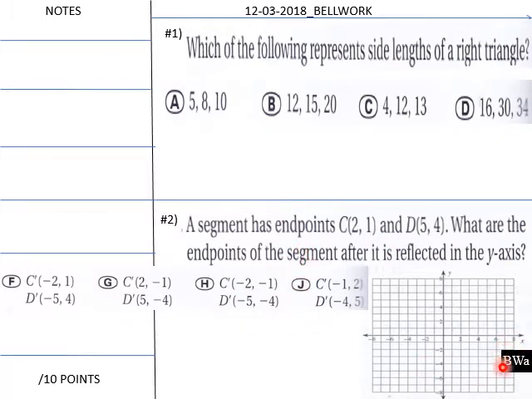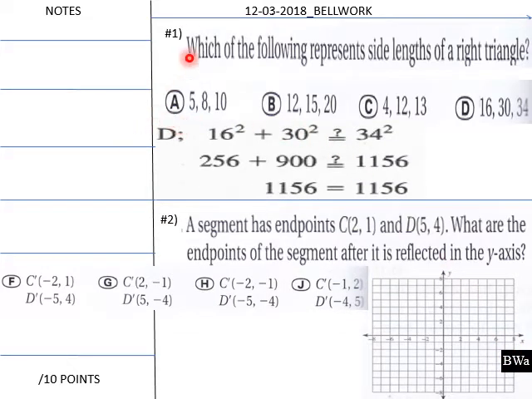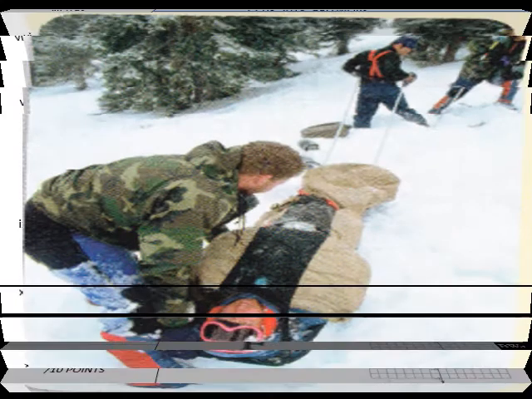Then it must be your lucky day, because here is a bell work answer slide. That's for number 1, and this will be for number 2. So see 2, 1, 2, 1, and then 5, 4. It'll be somewhere up here. So it's reflected in the y-axis, it would be over here somewhere.